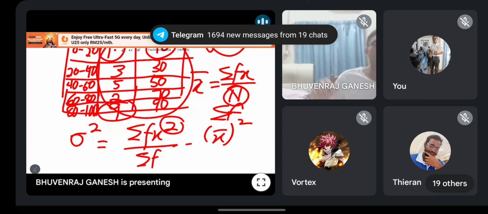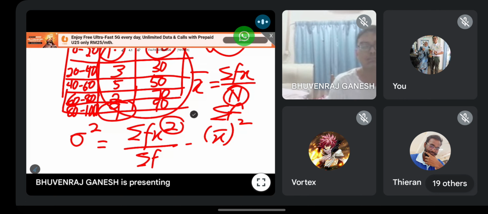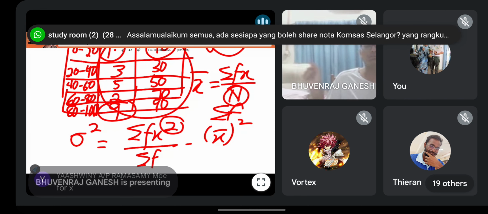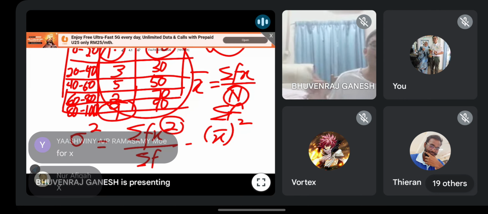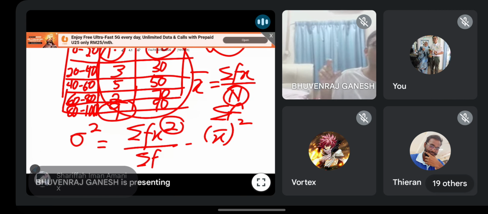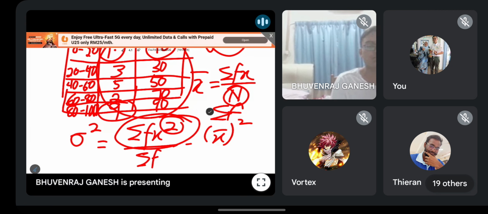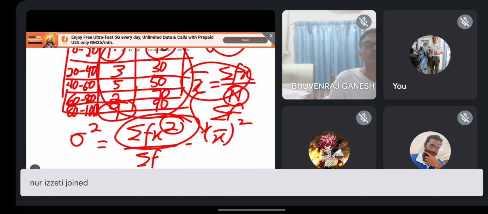Now I want to ask you guys, does the power 2 belong to the F or the X? Remember, don't square your frequency. You must not power 2 the frequency but the X. If you look at the formula, you will understand why it is X. So not the F, it's the X. Common mistake again. If you square the wrong number, everything is wrong. After that, you substitute the answer here.